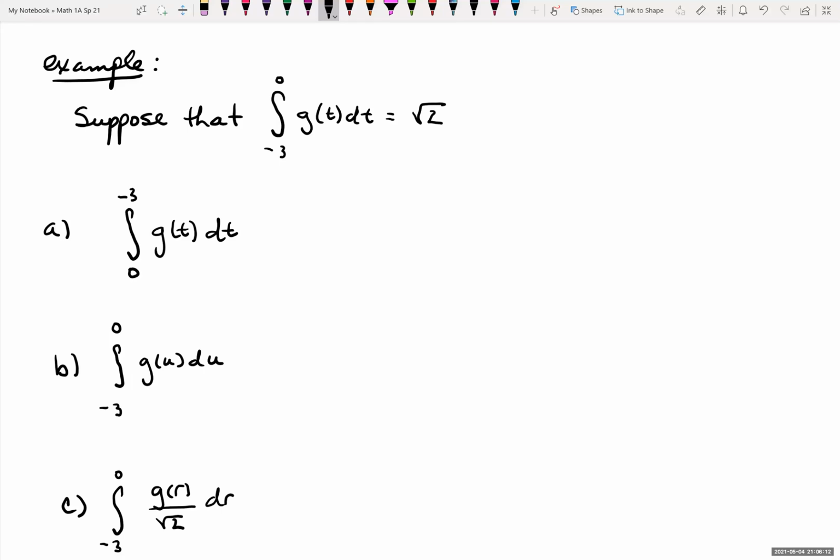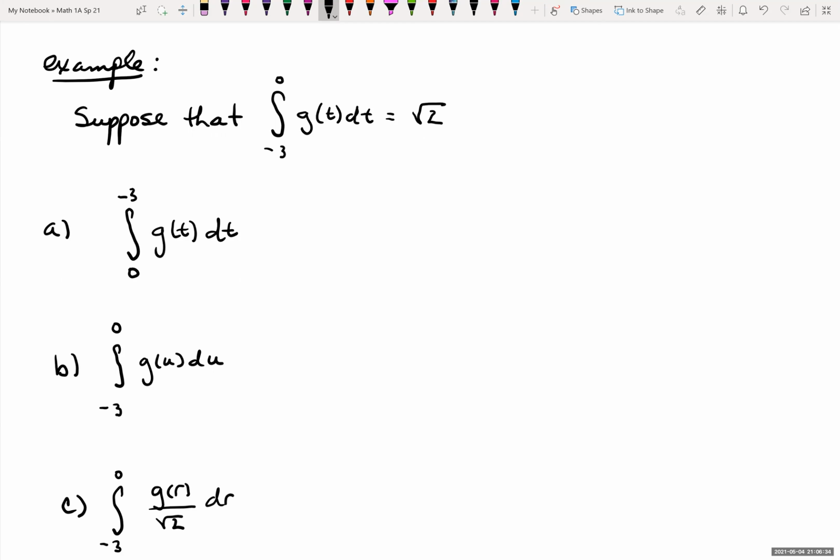Now let's look at an example where we're going to use those rules that we just saw and discussed. We're given that the integral from -3 to 0 of g of t dt is equal to the square root of 2. And now we want to look at the integral from 0 to -3 of g of t dt.